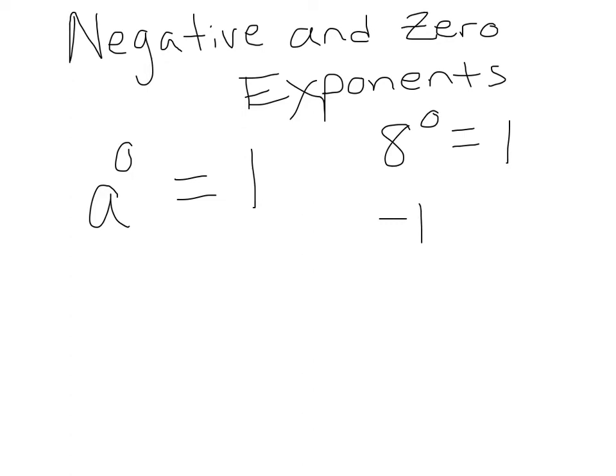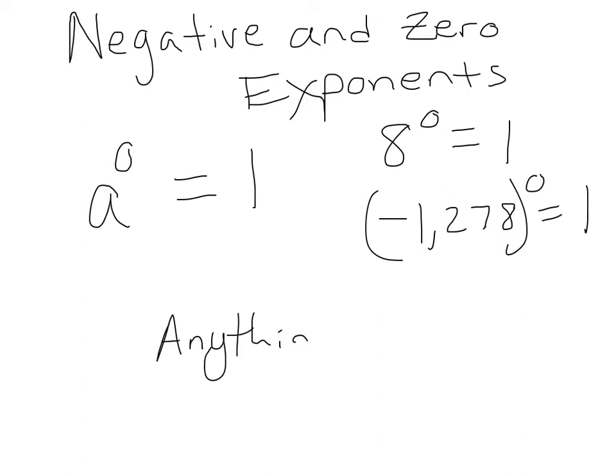Negative 1,278, if we take that to the zero power, you guessed it, it's 1. So anything, yes, even anything to the zero power is 1. Congratulations, you know all about something raised to the zero power. Of course, it's going to get a little more difficult than that.